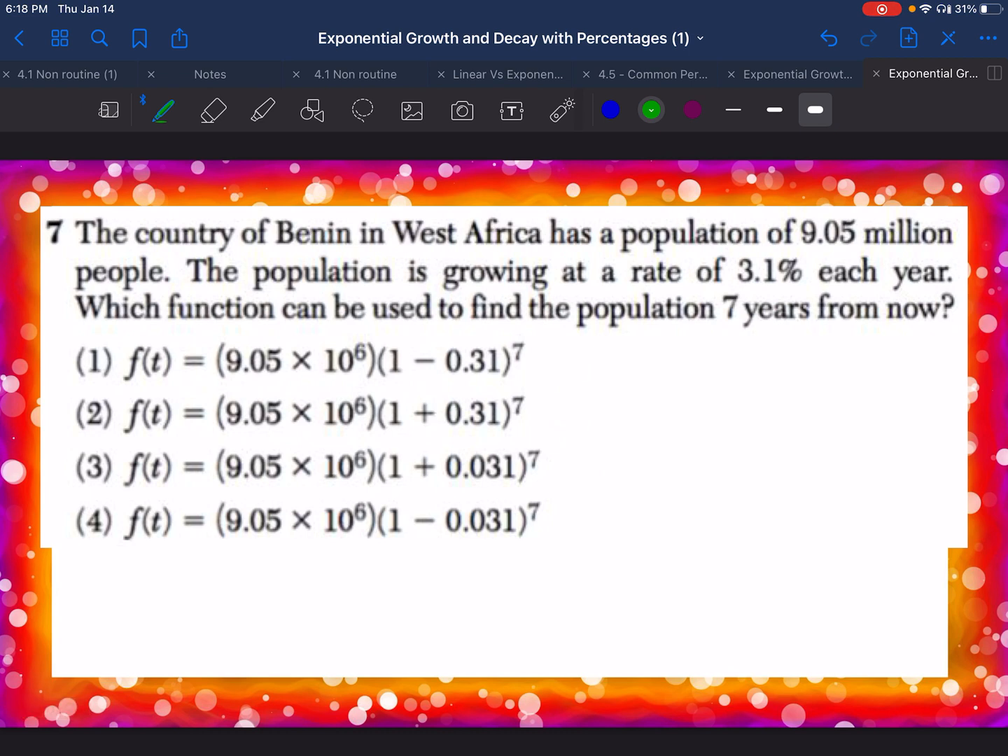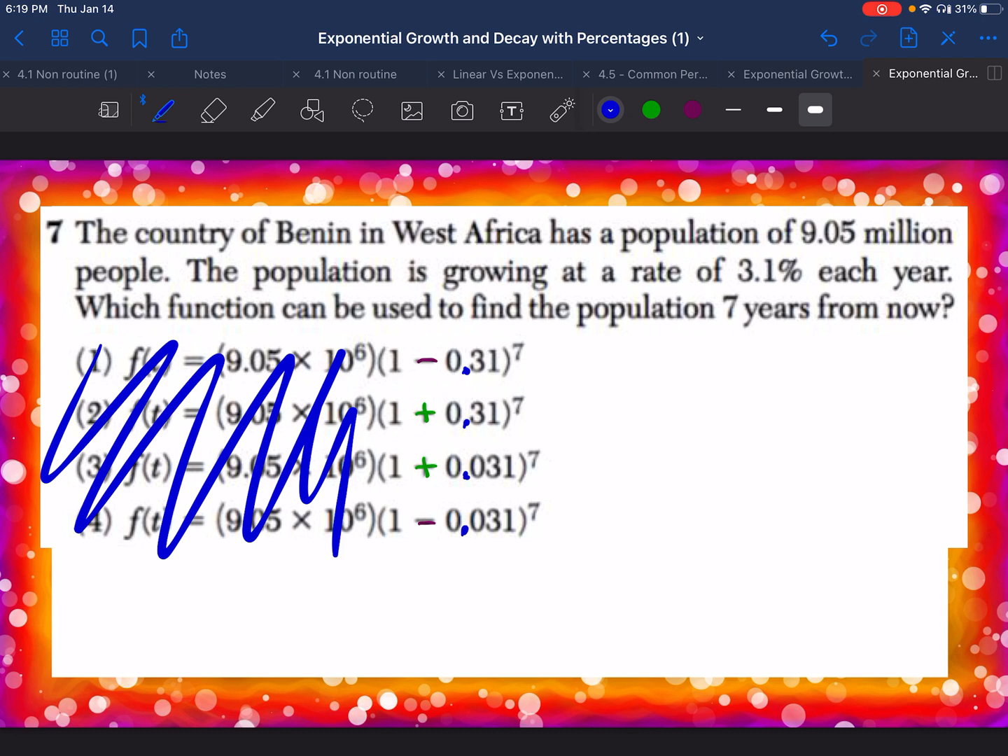This one looks way worse than it actually is. First of all, if I'm looking at my choices, the only things that are different are the plus sign versus the minus sign and the placement of that decimal point. I actually don't need to look at any of that. Let's look at our question here. It says that the population is growing. Do you think I need a plus sign or a minus sign? Definitely need a plus sign for growing.